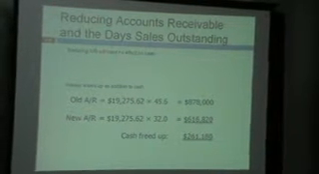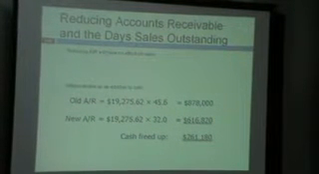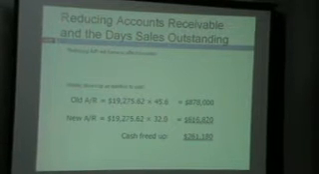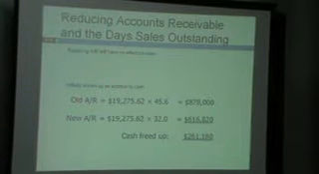$261,180 will be freed up, say for 13 days. Cash is freed up if it is reduced to 13 days. This is the cash which will be freed per day, because the sales per day is there. So $878 is what you require if your days sales outstanding are 45.6 days.